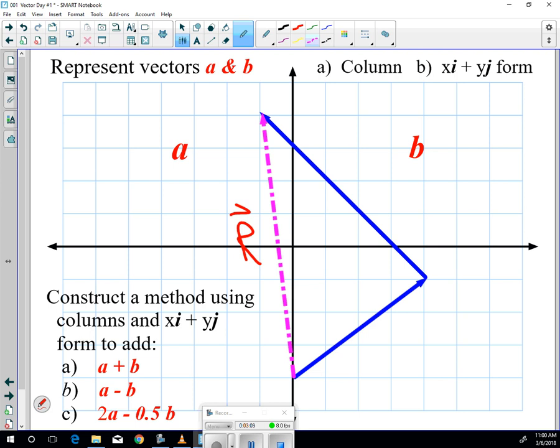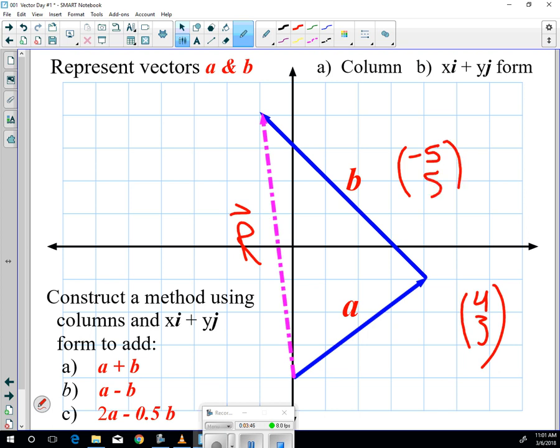So for this vector A, I'm going to move this A over here, B over here. This vector A, we went 1, 2, 3, 4 to the left. So this would be column vector negative 4, up 1, 2, 3. For vector B, we went backwards 1, 2, 3, 4, 5. So we would say negative 5, up 1, 2, 3, 4, 5.